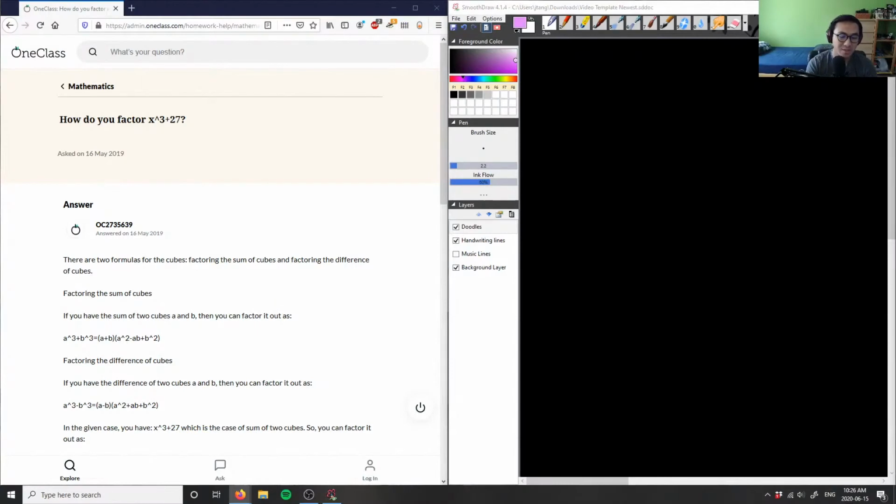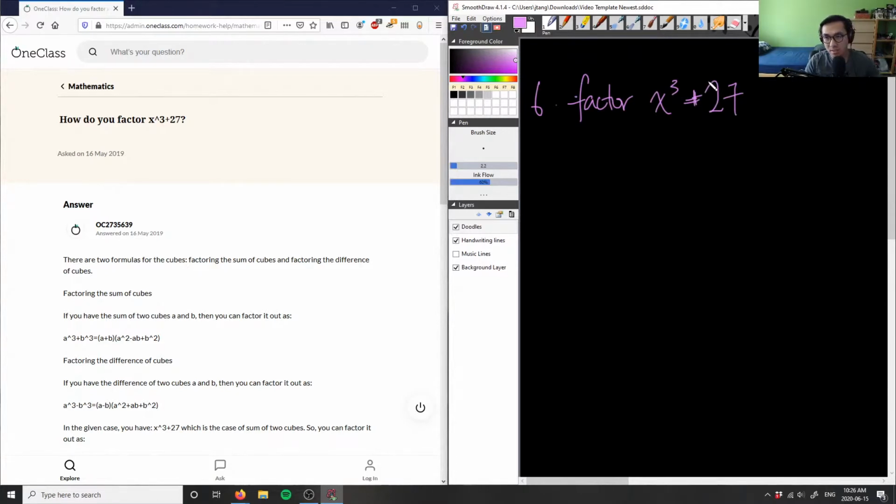How do you factor x cubed plus 27? So let's look at this problem here. This is question 6. I want to factor x cubed plus 27. So how do you factor this?